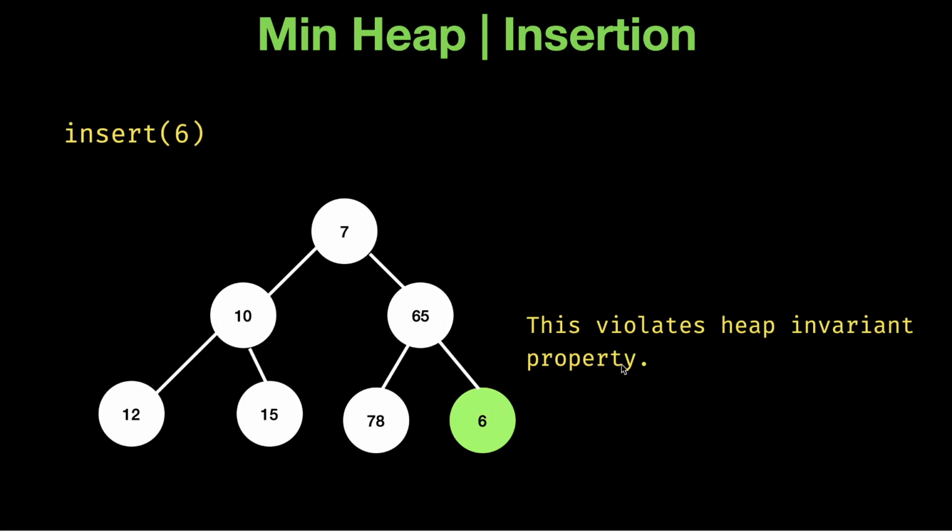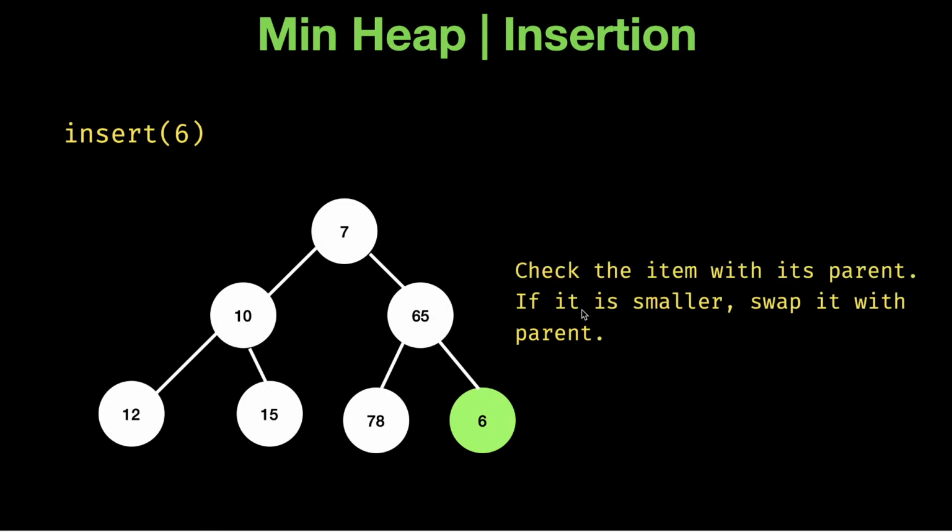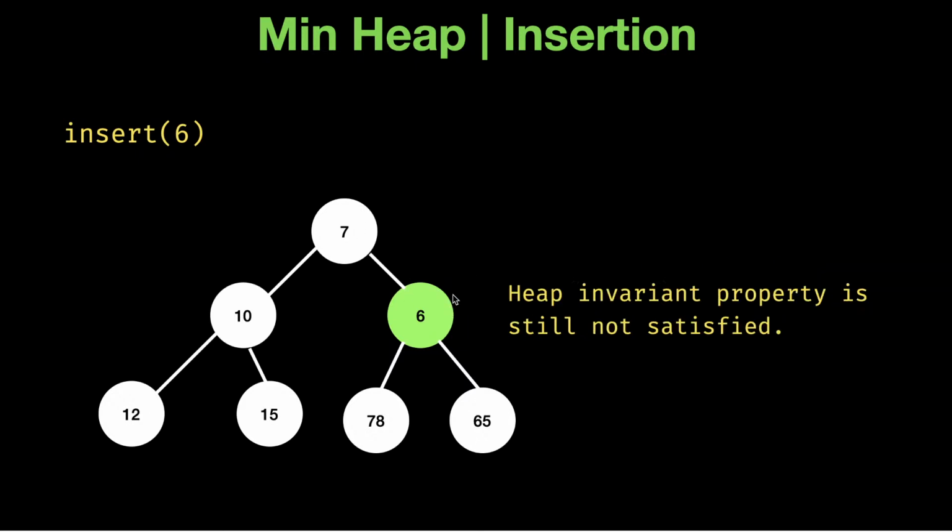So we are violating the heap invariant property here, and we will just have to swap it with the parent. If the item is smaller than its parent, then we swap it with the parent. So 6 goes up, 65 comes down. Now we check again, is the heap invariant property satisfied? Let us see. 7 is less than 10, but 7 is not less than 6. So the heap invariant property is not satisfied again.